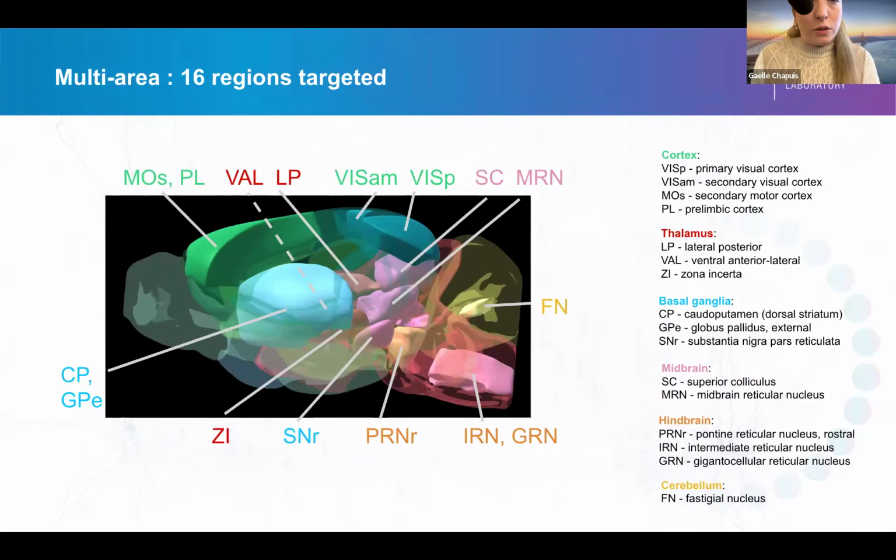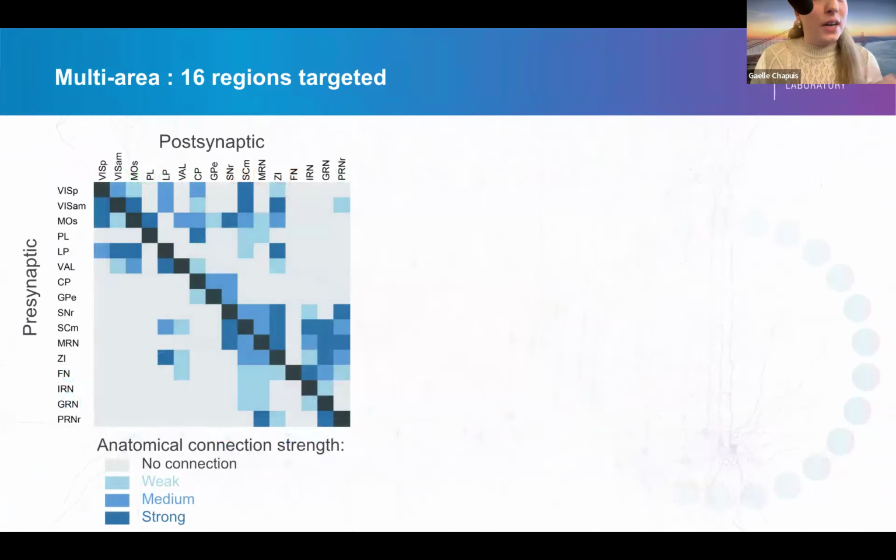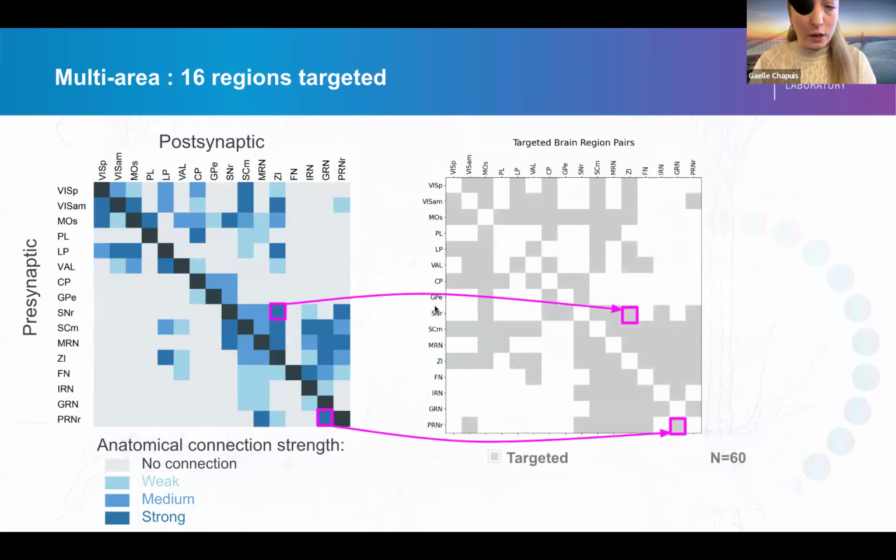And these brain regions are the following. There are 16 of them ranging from cortex to cerebellum. And the way that they were selected, so waiting for you to take your picture, is because they had strong postsynaptic or presynaptic connections. So each of these blue squares here becomes what we call a targeted brain region pair. So there are 60 of them.